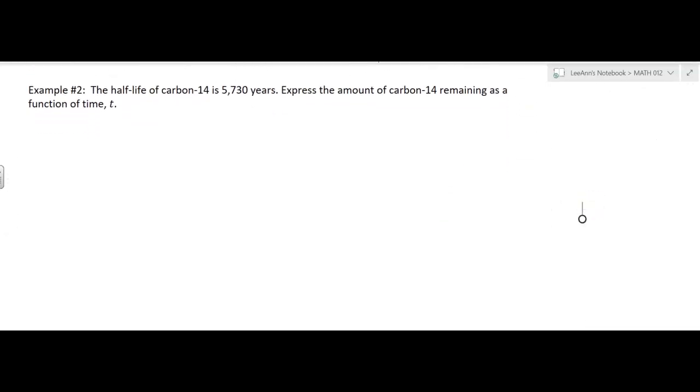Okay, so it says the half-life of carbon-14. Now remember, this is just an isotope, carbon-14, that's radioactive. But the half-life is 5,730 years. Okay, so we know how long it takes for an amount of carbon-14 to decay to half the amount. Express the amount of carbon-14 remaining as a function of time. So in other words, they want us to come up with a function. So I'm going to go ahead and write the model.